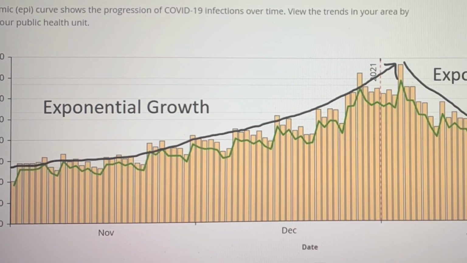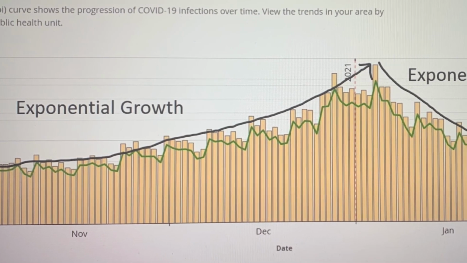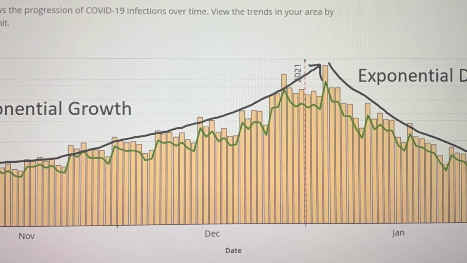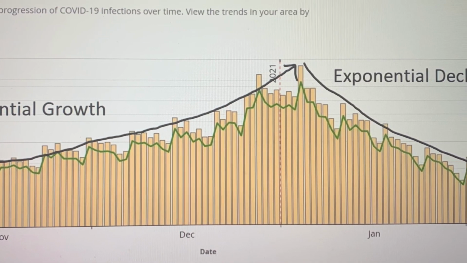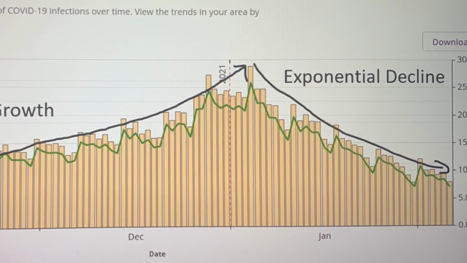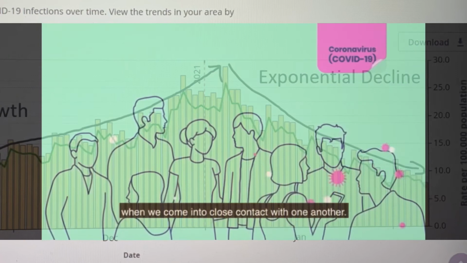Here's the graph of the case numbers from the middle of November until the end of February. As you can see, the lockdown has played a huge impact in the cases, reducing our daily case number by around 75% between the period of early January and the end of February, proving the effectiveness again of the lockdown.